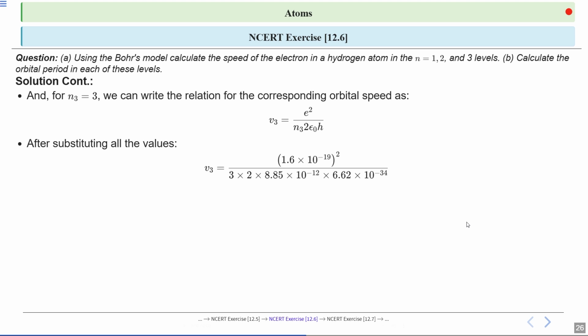This is much slower than the lower energy levels, showing that as the electron moves to higher orbits, its speed decreases. Therefore, V3 equals 7.27 multiplied by 10 to the power 5 meter per second. This value is important because it shows the quantitative relationship between the energy level and electron speed.